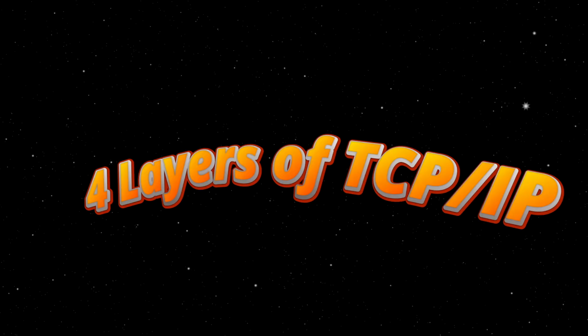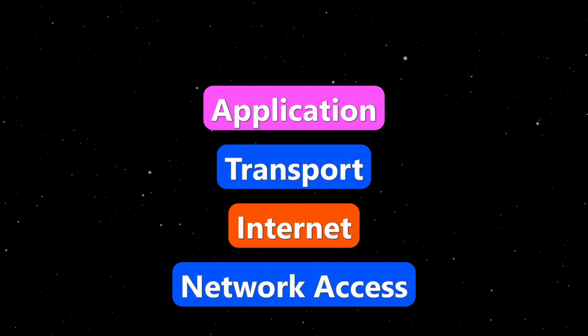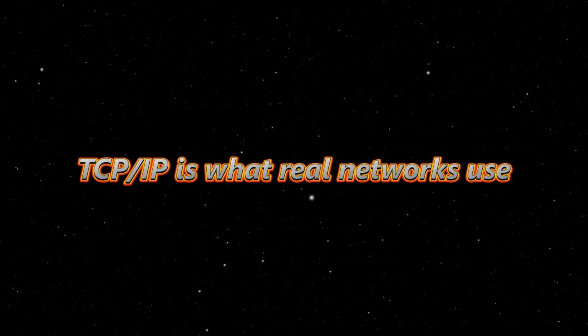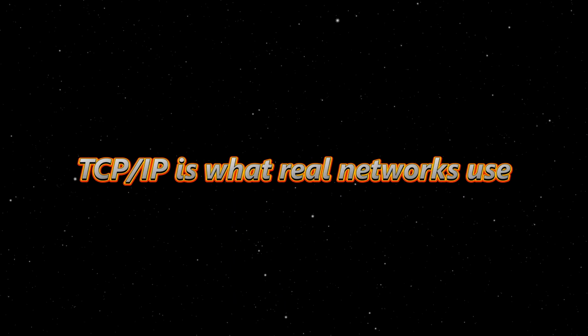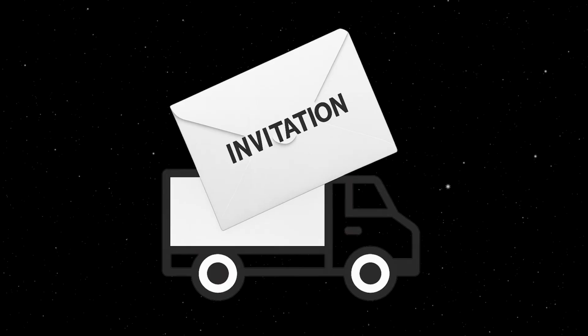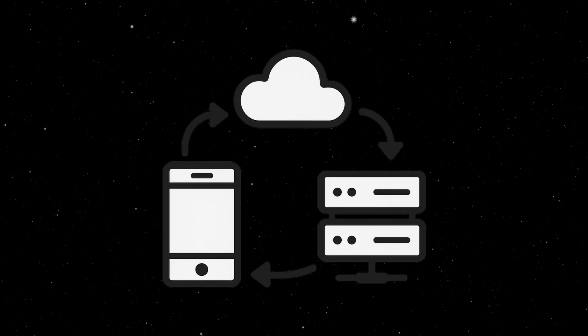The TCP/IP model has four layers: application, transport, internet, and network access. Compare that to the OSI model, which has 7 layers. But the TCP/IP is what real networks use. Each layer has its job. Think of it like sending a package. The top layer writes the letter, the next adds an envelope, then a label. Finally, a delivery truck takes it. Together, these layers help your data move from app to server and back.